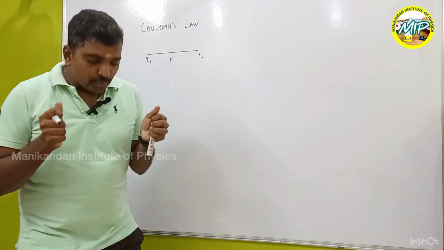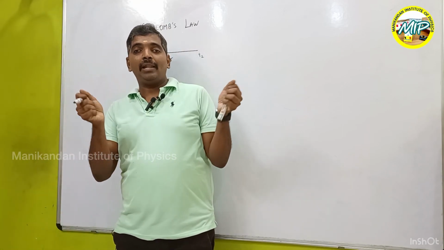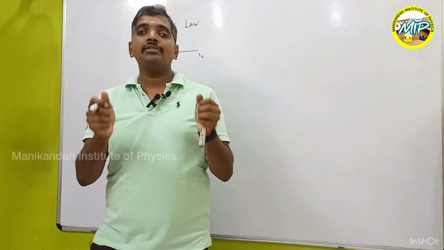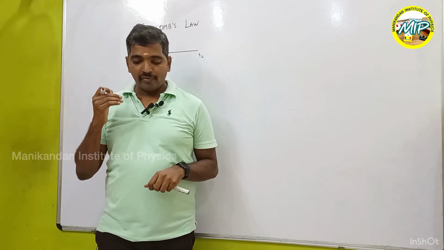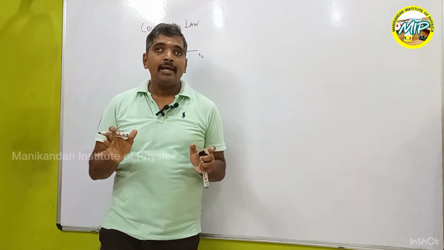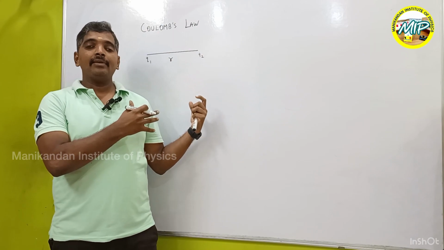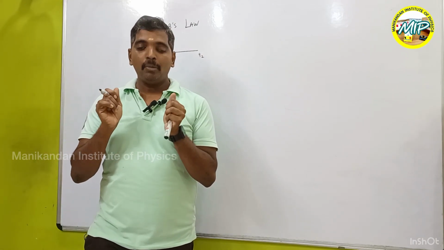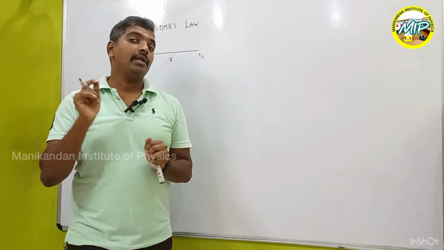If I have two positive charges, they are going to repel. If I have two negative charges, they also repel. And if I have one positive charge and one negative charge, they attract each other. In this case, I am considering both charges positive to explain Coulomb's law.